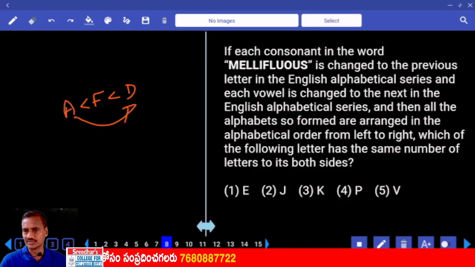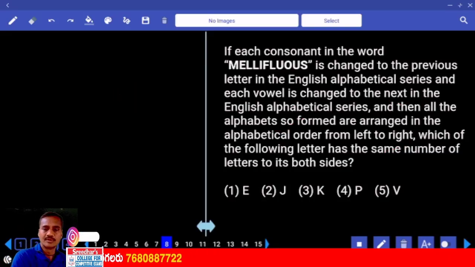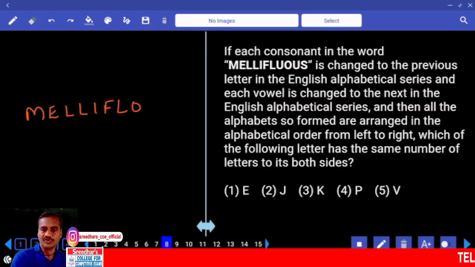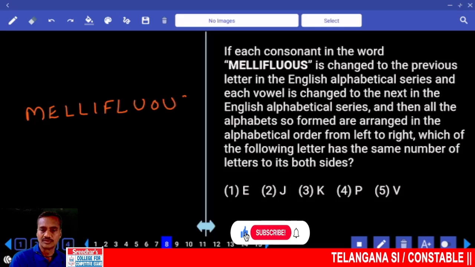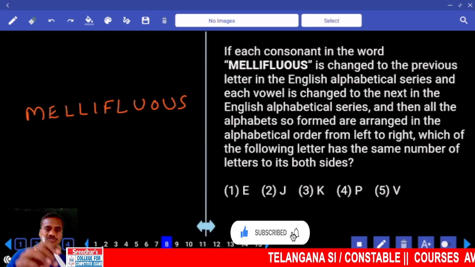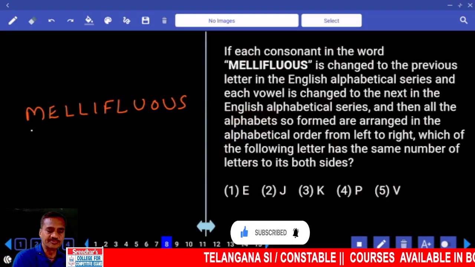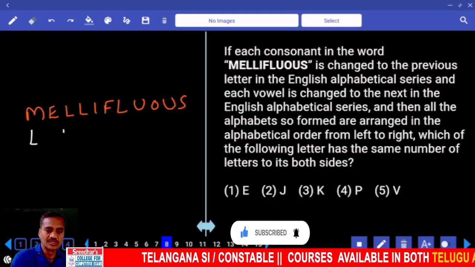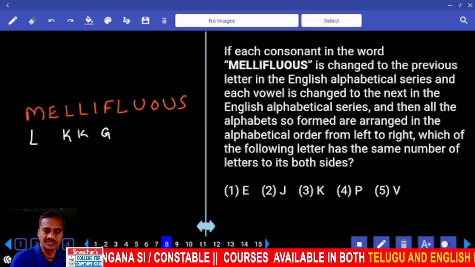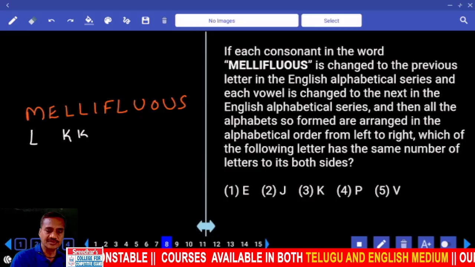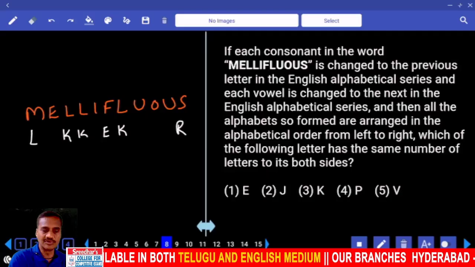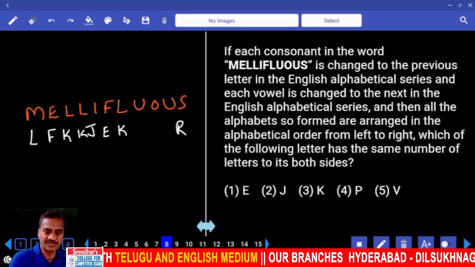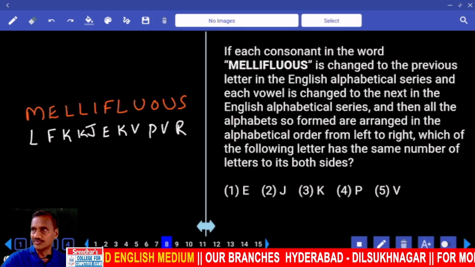The next one, the eighth. Now in this word, mellifluous, each consonant is changed to the previous letter. Consonant previous letter: M to L, L to K, K, G, and so on. And each vowel is changed to the next letter: F, J, V, P, V.